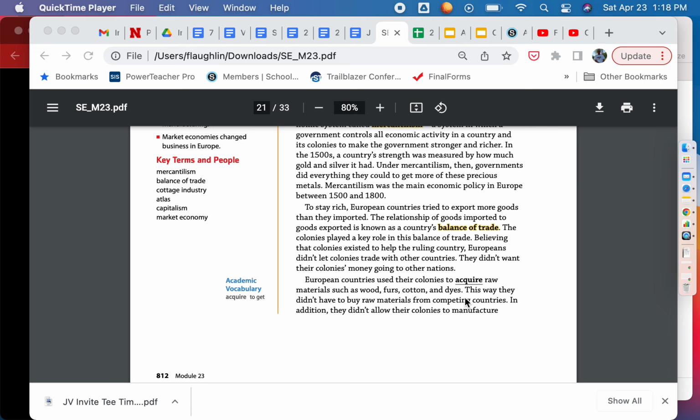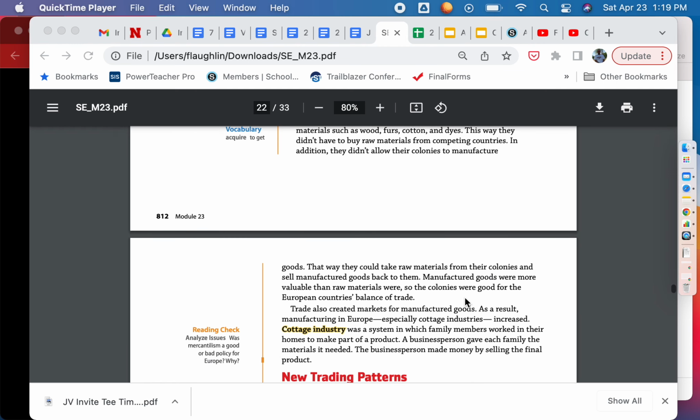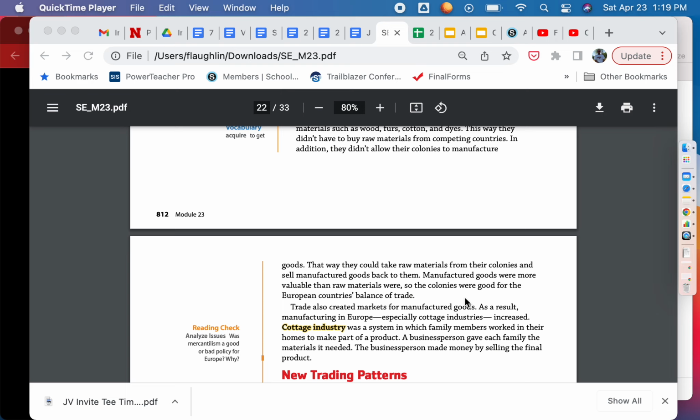Now, as a result of this here, European countries would take these raw materials from the colonies, turn them into manufactured goods. So that means the raw material, let's say maybe lumber, timber, wood. They would take those raw materials, ship them to England, and then England would make the final product like a ship. And then England would sell that ship to other places around the world. And that's how England itself would get rich off of this here, and then sell those goods back to the colonies even. The manufactured goods were more valuable than the raw materials.